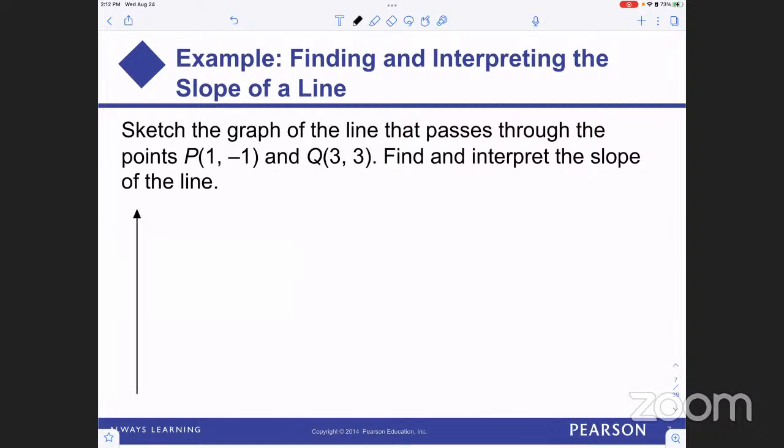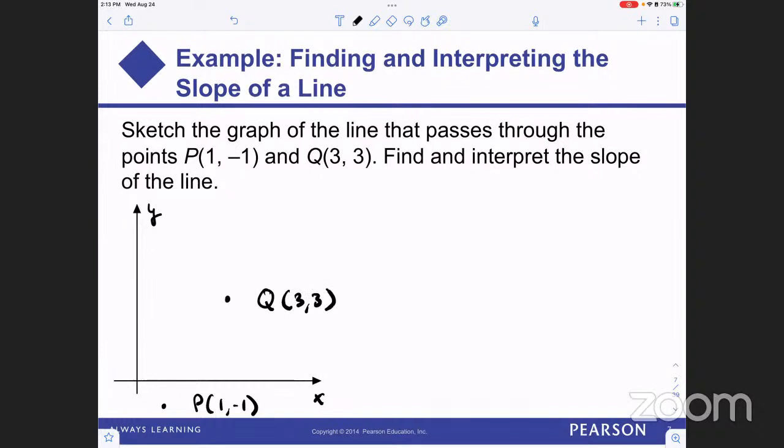So let me see. There's my positive Y here. Positive X is here. And this is just a rough sketch. P is over one and down one. So I'm going to let this be about there. This is P, which is one comma negative one. And then Q is three, three. So if we go right three and up three, we're about here. This is Q, which is the point three comma three, right?